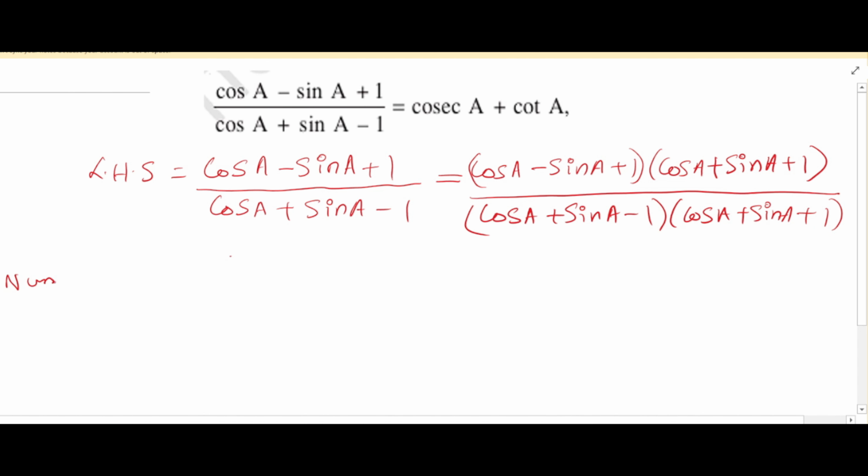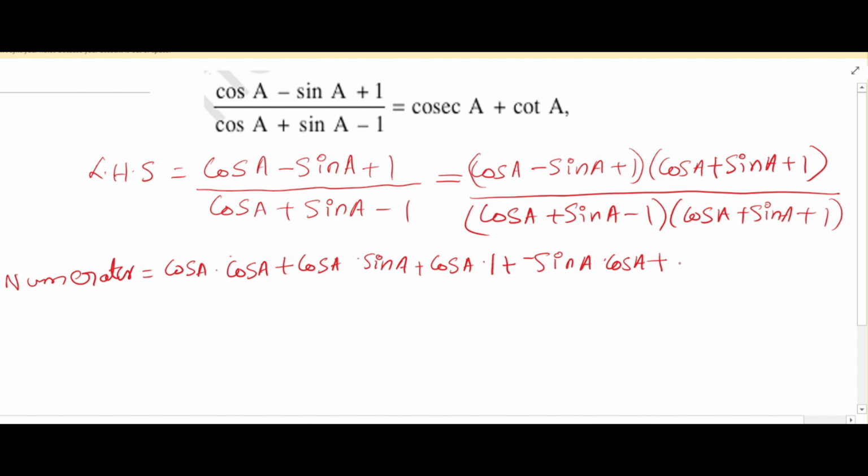So the numerator is equal to, I am going to open the bracket of the numerator, that is cos A into cos A, plus cos A into sin A, plus cos A into 1, plus minus sin A into cos A, plus minus sin A into sin A, plus minus sin A into 1, plus 1 into cos A, plus 1 into sin A, plus 1 into 1.